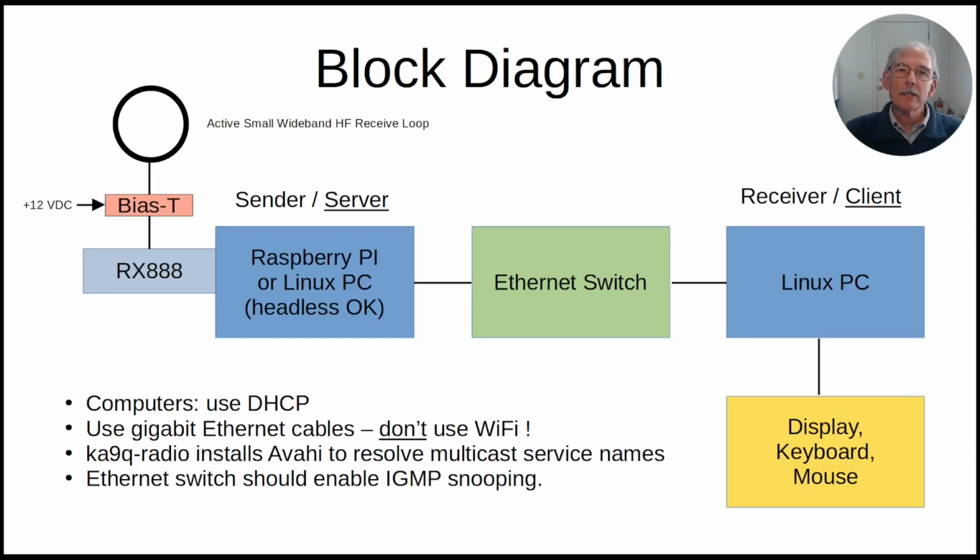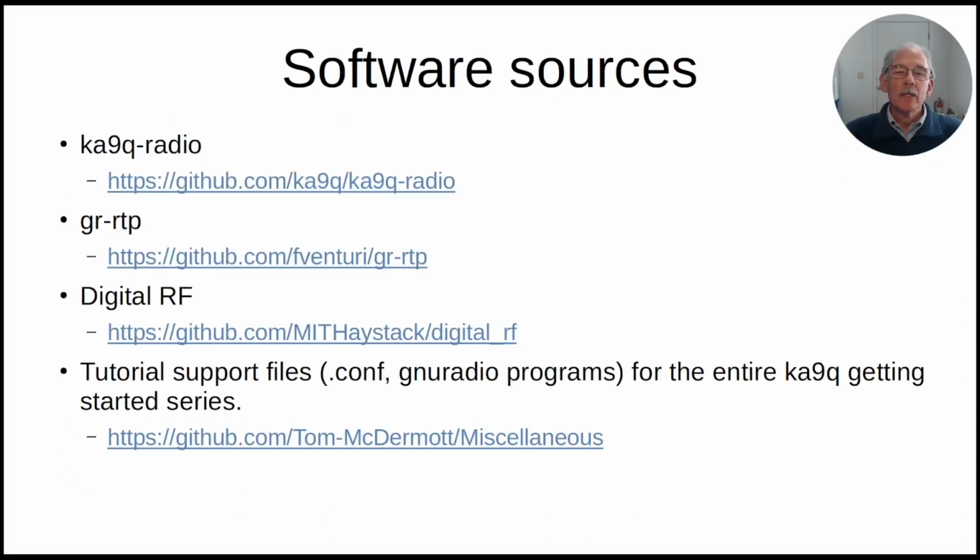Plugged into that Linux PC or Raspberry Pi is the RX888 HF or high frequency SDR receiver. In this particular application, it's connected to a 1 meter diameter active loop, and there's a 12-volt bias T that provides power to that active loop. Again, there are recommendations on how to set up the addressing, and I'd refer back to part 1 where that's discussed in more detail.